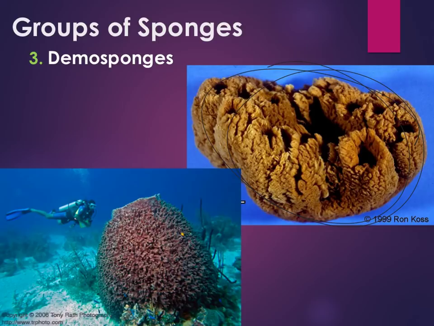But that's not the only type of sponge that can be found in the demo sponges. These giant urn sponges and things like that are also going to be those types of sponges. That is the end of our notes on sponges.